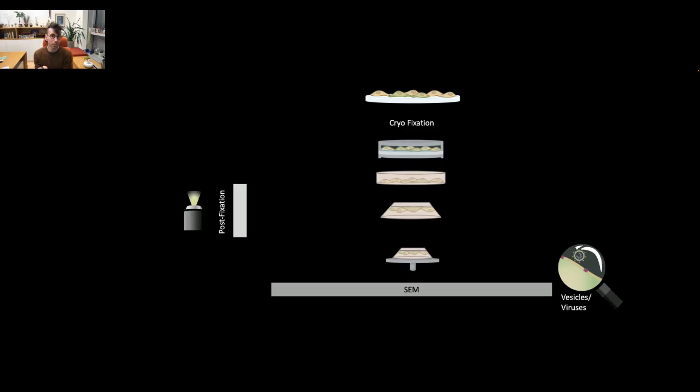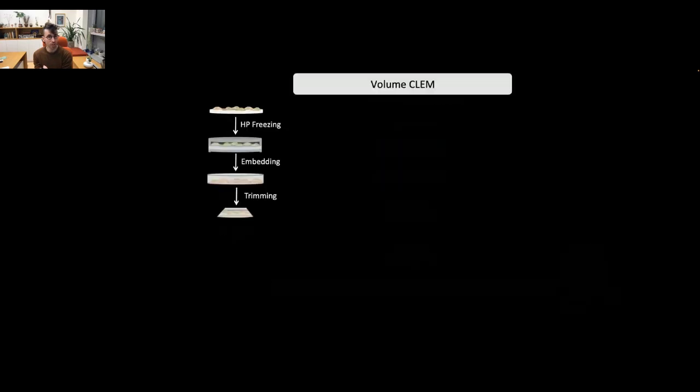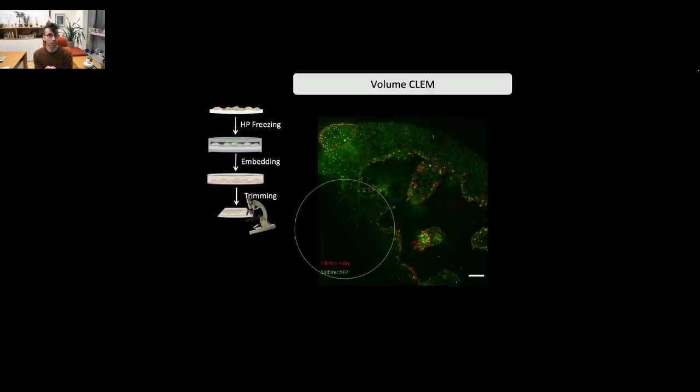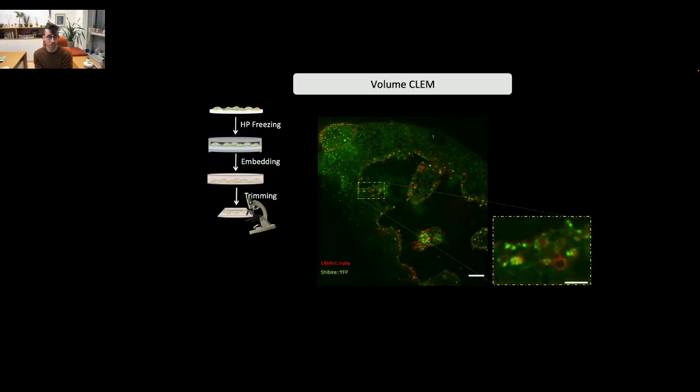So I think Yannick gave a better example than I'm going to show, but just to show you that things more or less work the same. The cells or any kind of tissue can be harvested live, high pressure frozen, embedded, and then after polishing or trimming the blocks, we can acquire fluorescence microscopy maps and target specific regions of interest.